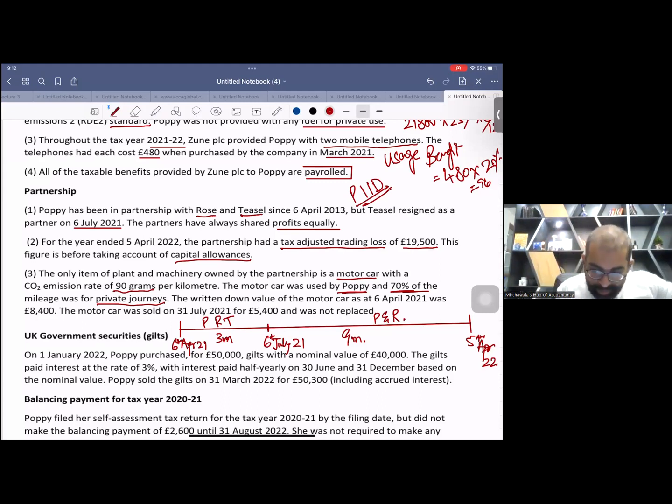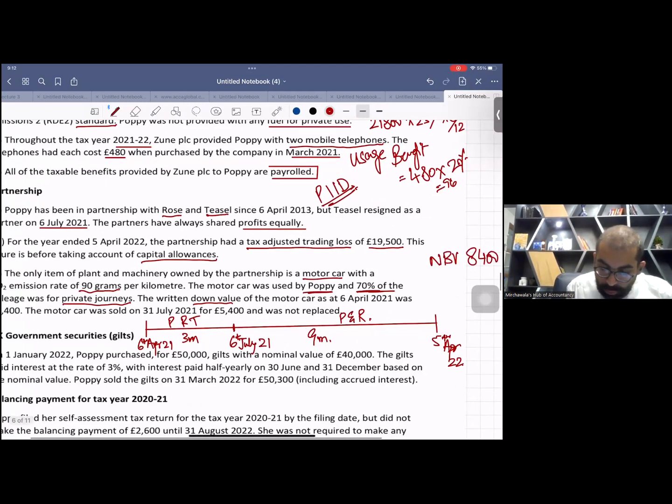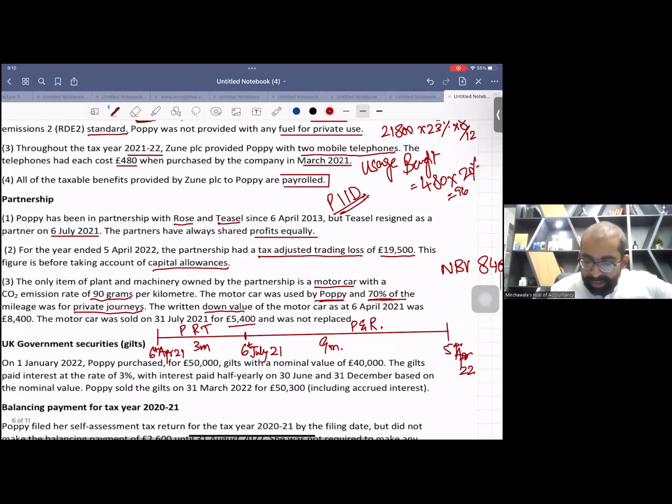The written down value, the NBV of the motor car, was 8,400 at the beginning. And the motor car was sold during the year for 5,400. Whenever the asset is sold during the year, there is none in the year of sale, so no need to apply any 6% or 18%. But yes, you have to do the balancing adjustment.